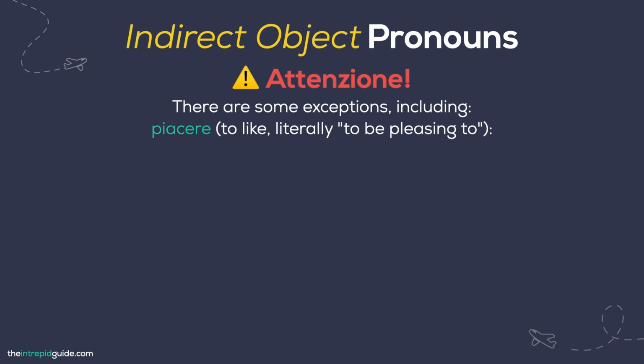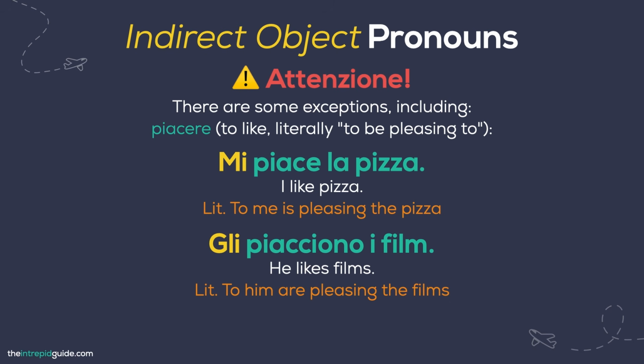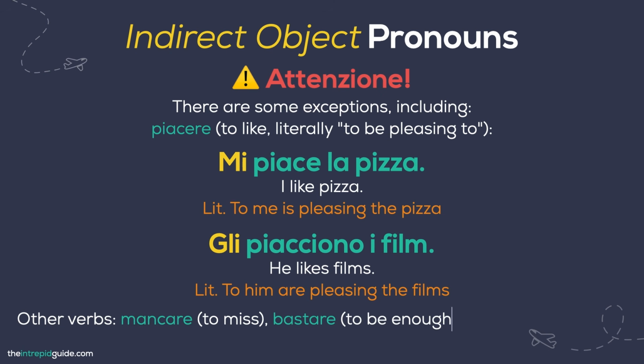Attenzione! Of course, there are exceptions to this rule. The most famous one is with the verb piacere, to like, literally to be pleasing to. For example, in the phrase, "Mi piace la pizza," to me is pleasing the pizza, meaning I like pizza. "Gli piacciono i film." To him are pleasing the films, meaning he likes films. Other verbs in this group include mancare, to miss, bastare, to be enough, sembrare, to seem. With these verbs, we always use indirect object pronouns.